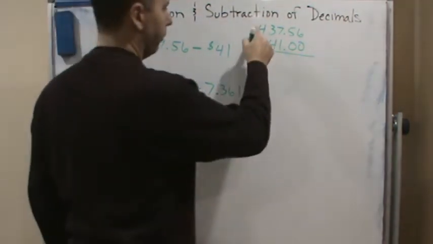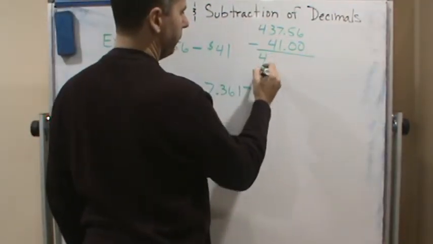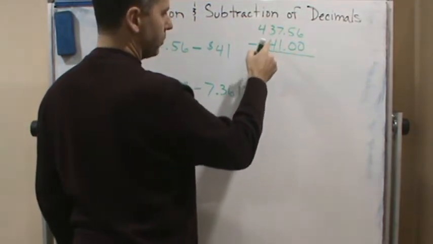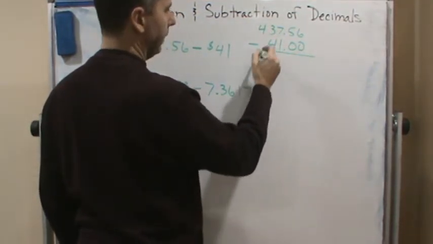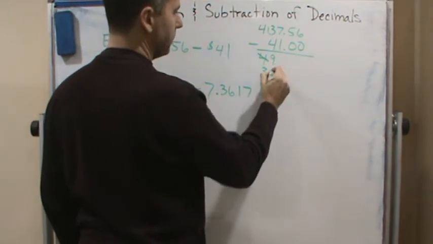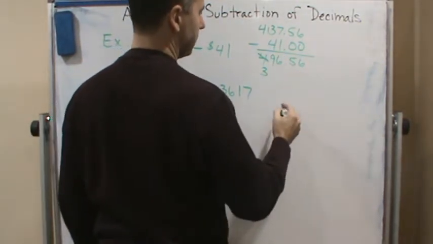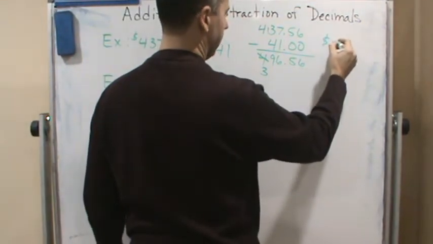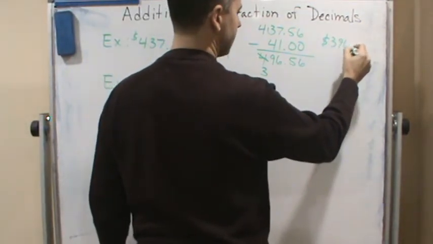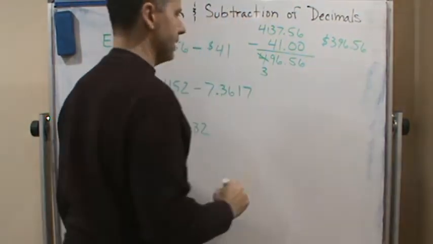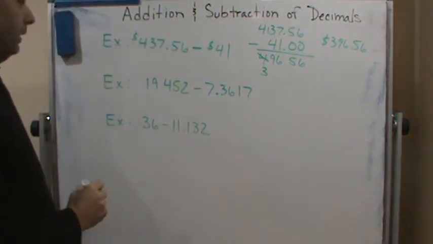Okay, so 4 minus 0 is 4. Now I can't subtract, so I'm going to borrow. So this is going to become 3, 13. So this becomes 9. 6, 5, 6. So the answer is going to be $396.56. Okay. Now what about the next one?